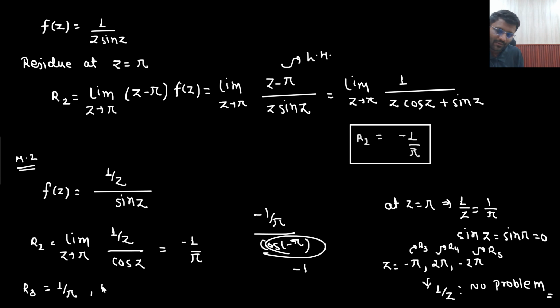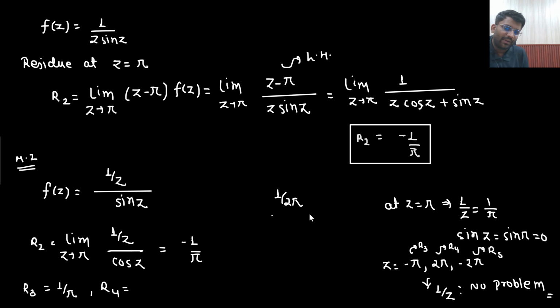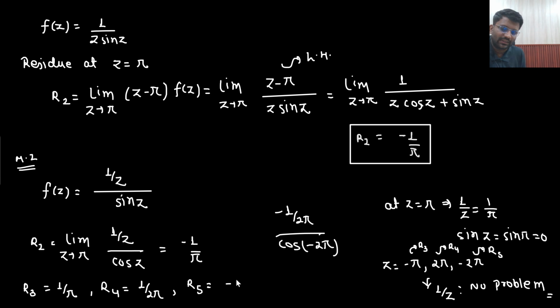What will be R4? Numerator as it is. What is the numerator? 1 by 2 pi. 1 by z as it is. You need to put z equals to 2 pi, and cos 2 pi is 1. So what is the answer? 1 by 2 pi. What about R5? Numerator as it is, means minus 1 by 2 pi, divided by, in place of z, what you need to put? In place of z, you need to put this thing. So what is the value? 1 only. So what is the answer? Minus 1 by 2 pi.